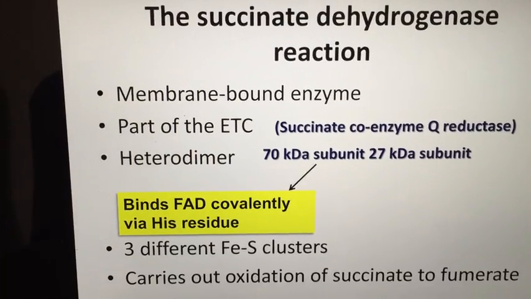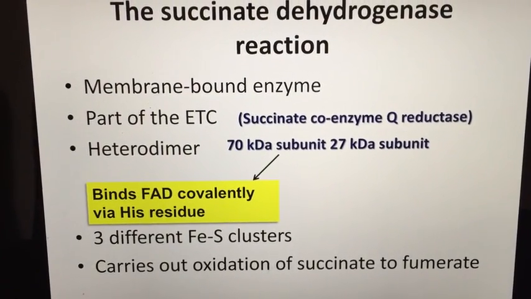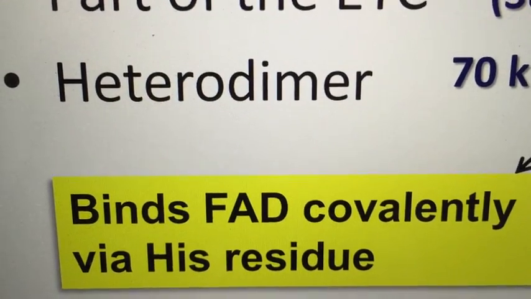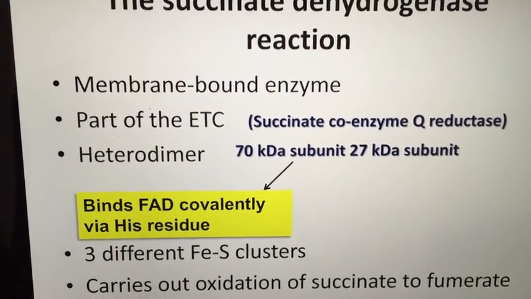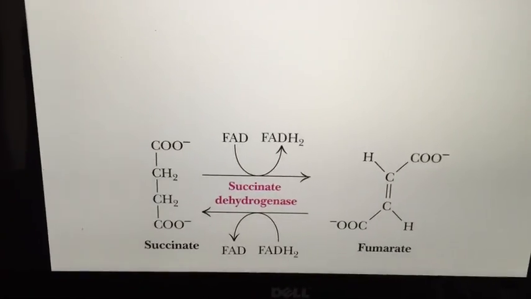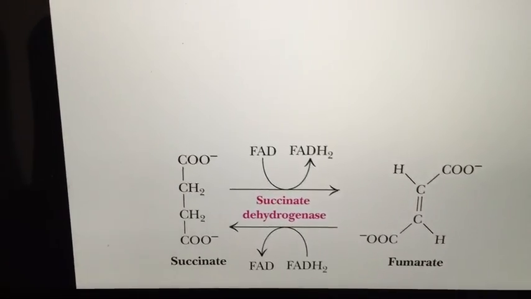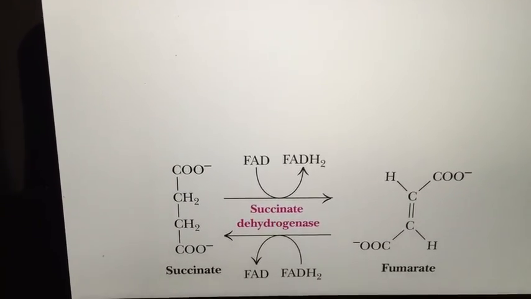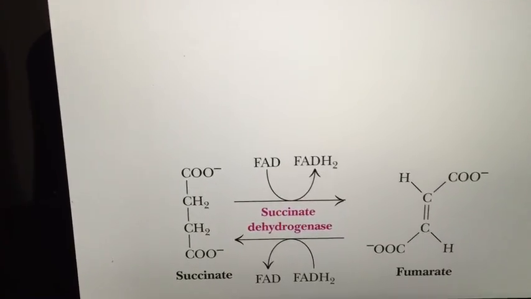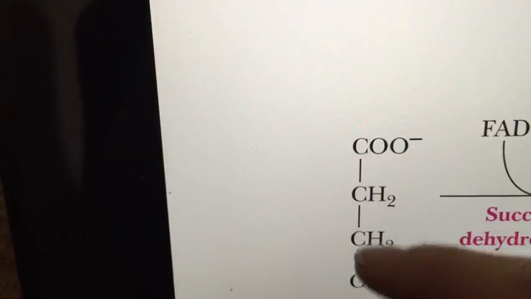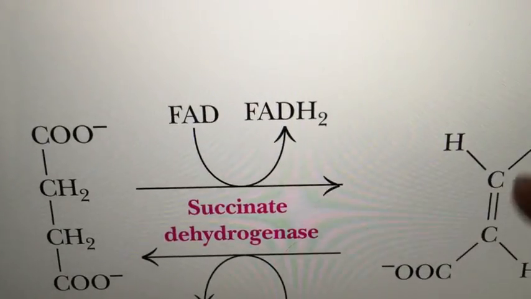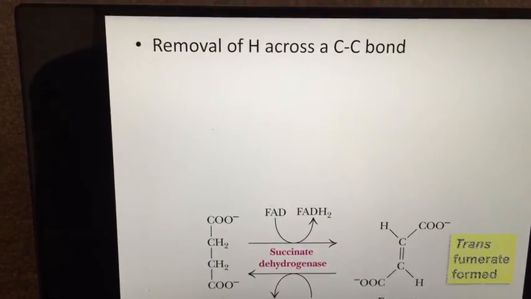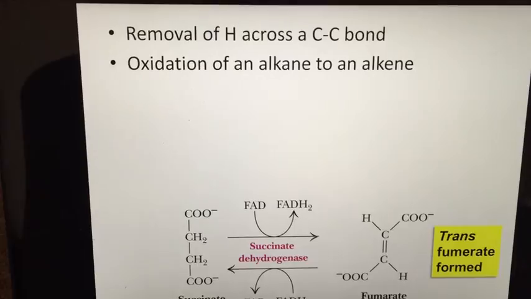This enzyme has 3 different iron sulfur clusters, and its function is to carry out the oxidation of succinate to fumarate. We know that it's carrying out an oxidation reaction because it is covalently bound to FAD, and FAD can become reduced in that oxidation reaction. So this is the reaction catalyzed by succinate dehydrogenase. Succinate is oxidized, and in the process FAD is reduced to FADH2 and fumarate is formed. For the oxidation to happen, these protons are removed and a double bond is formed over there. So there's removal of protons across a carbon-carbon bond to form the double bond, and trans-fumarate is formed.